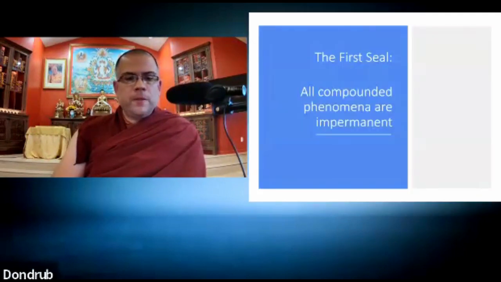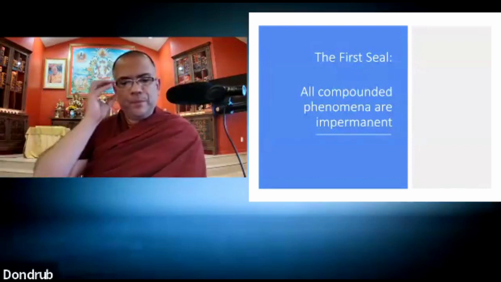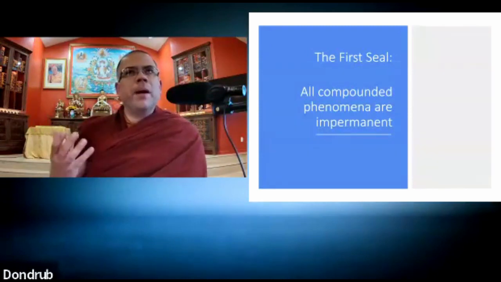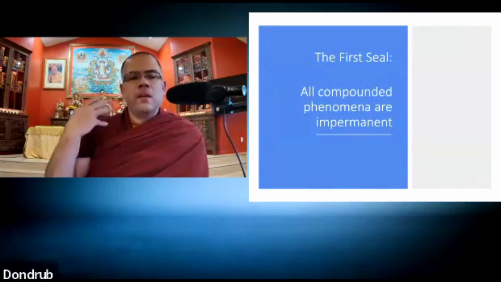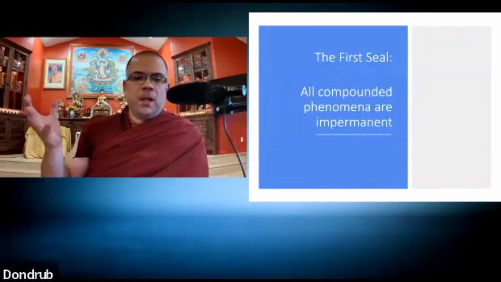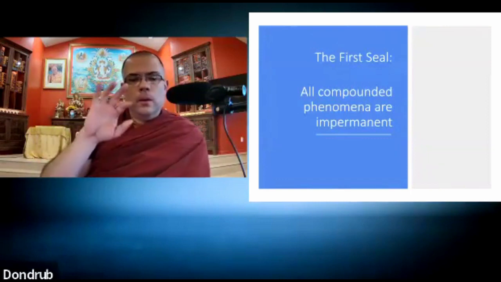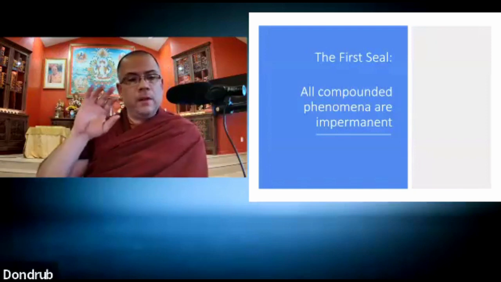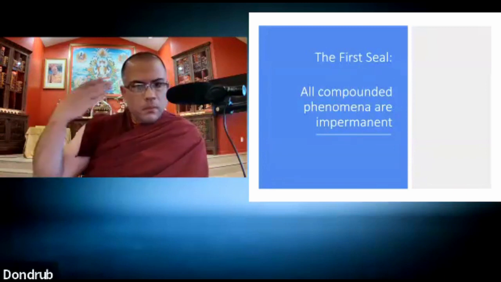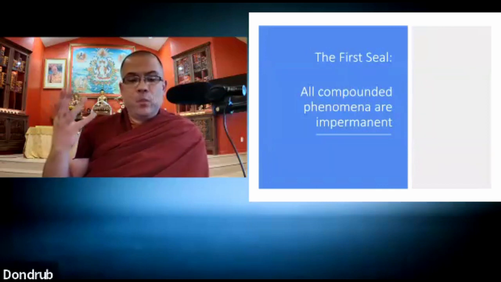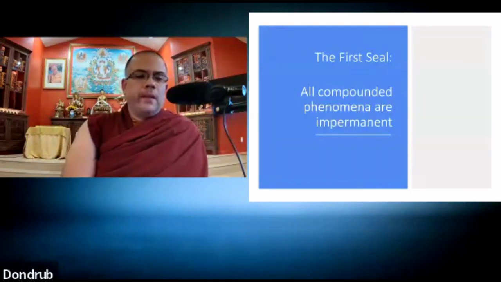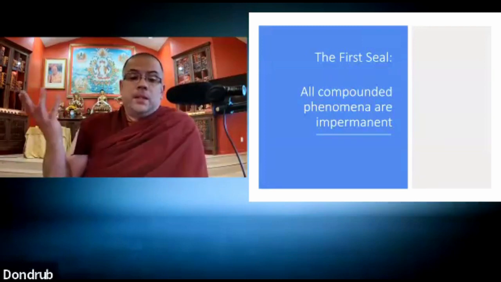So the first of the four seals is all compounded phenomena are impermanent. So we have to define compounded phenomena and impermanent. Compounded phenomena is anything that is made up of parts, anything that exists as what's called a product, or is the result of the coming together of causes and conditions. So if it comes together due to causes and conditions, if it has parts, then we would say it's a compounded phenomenon. And basically, almost anything that we can interact with on the earth is a compounded phenomenon.